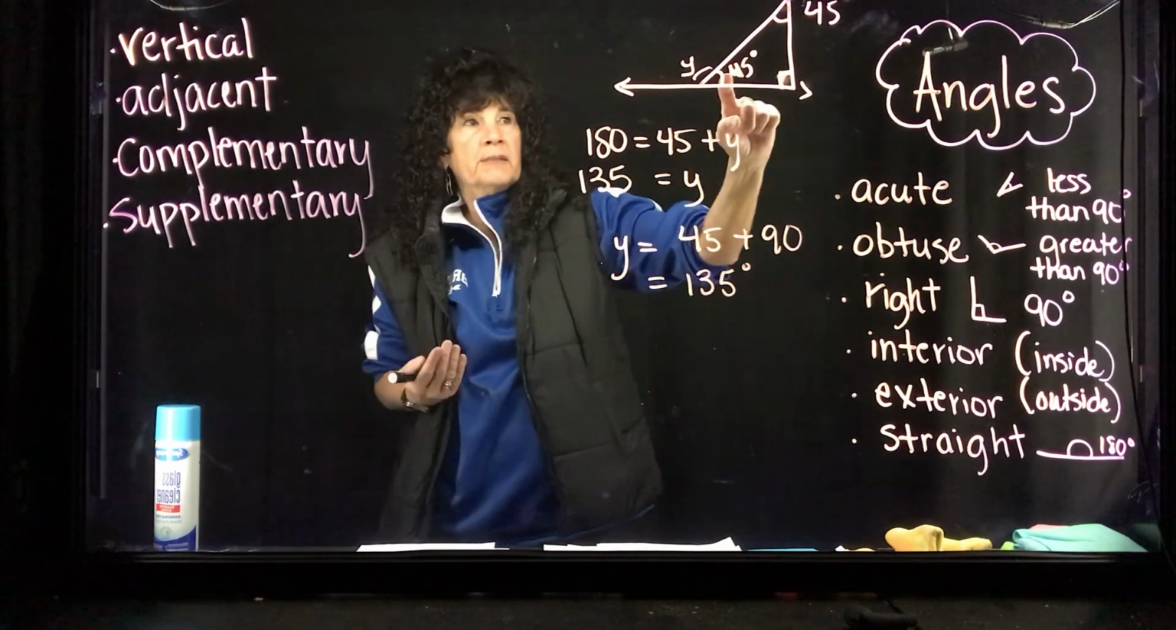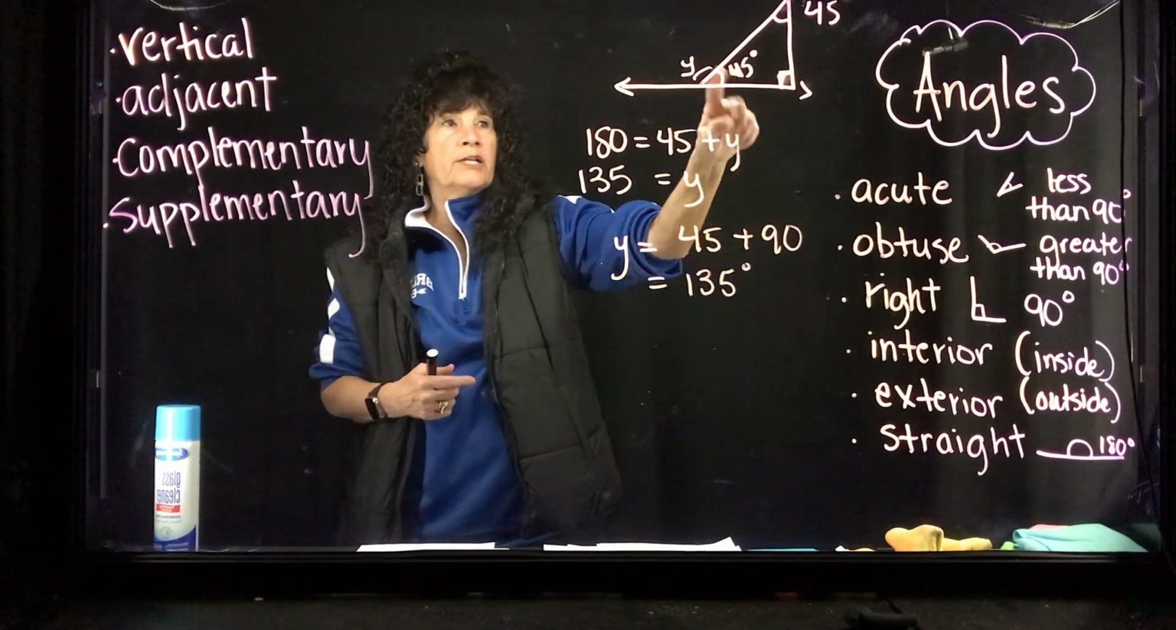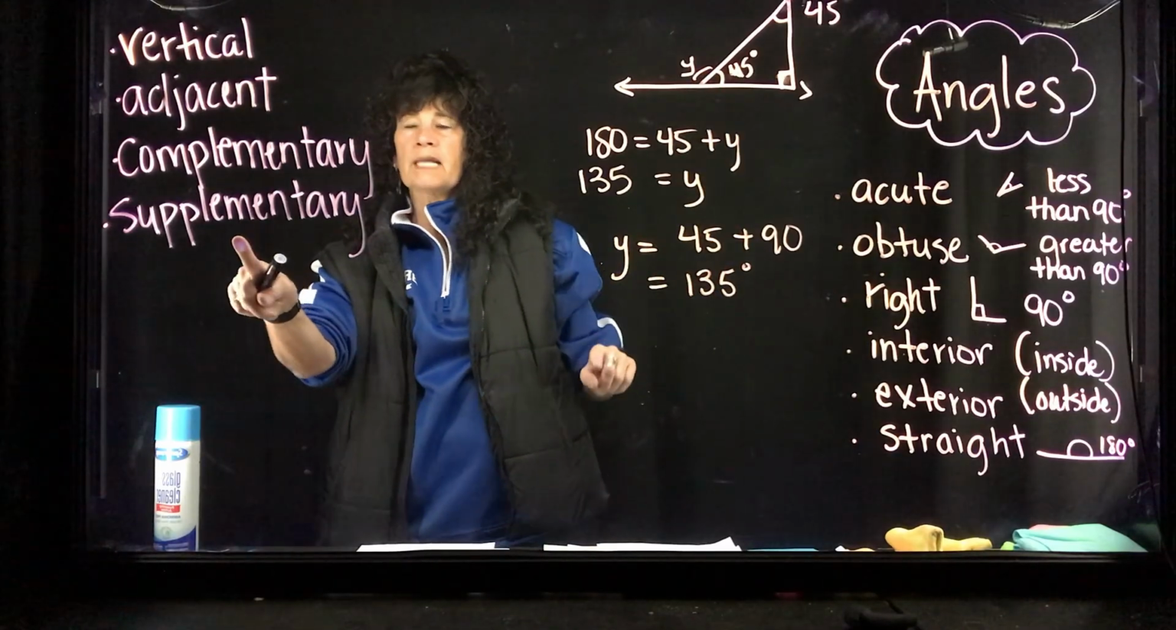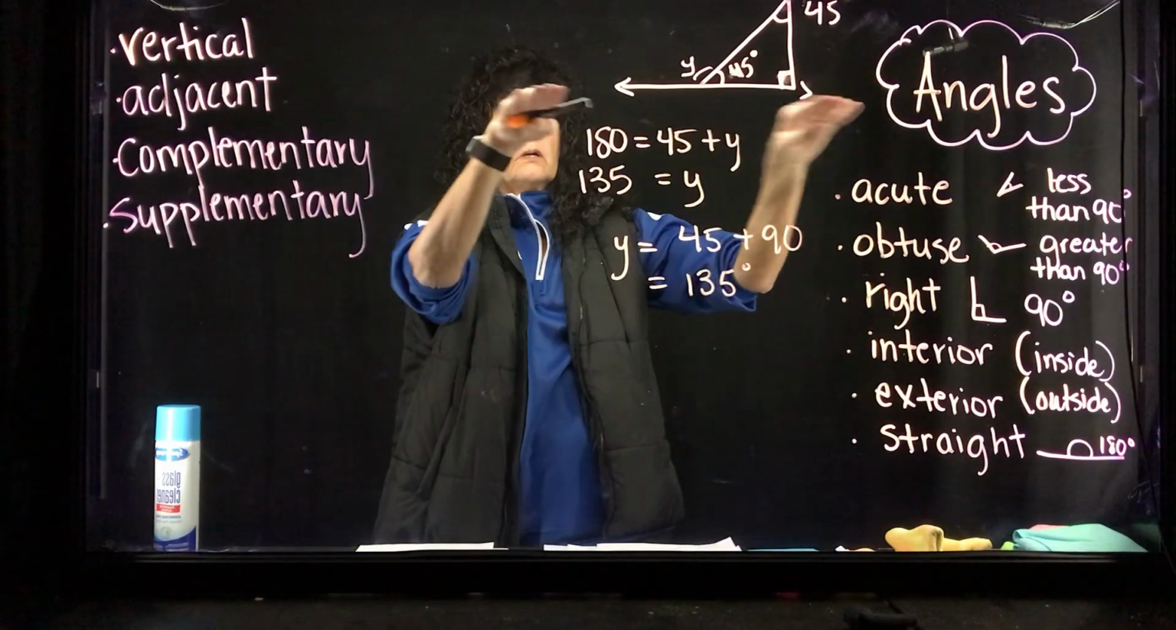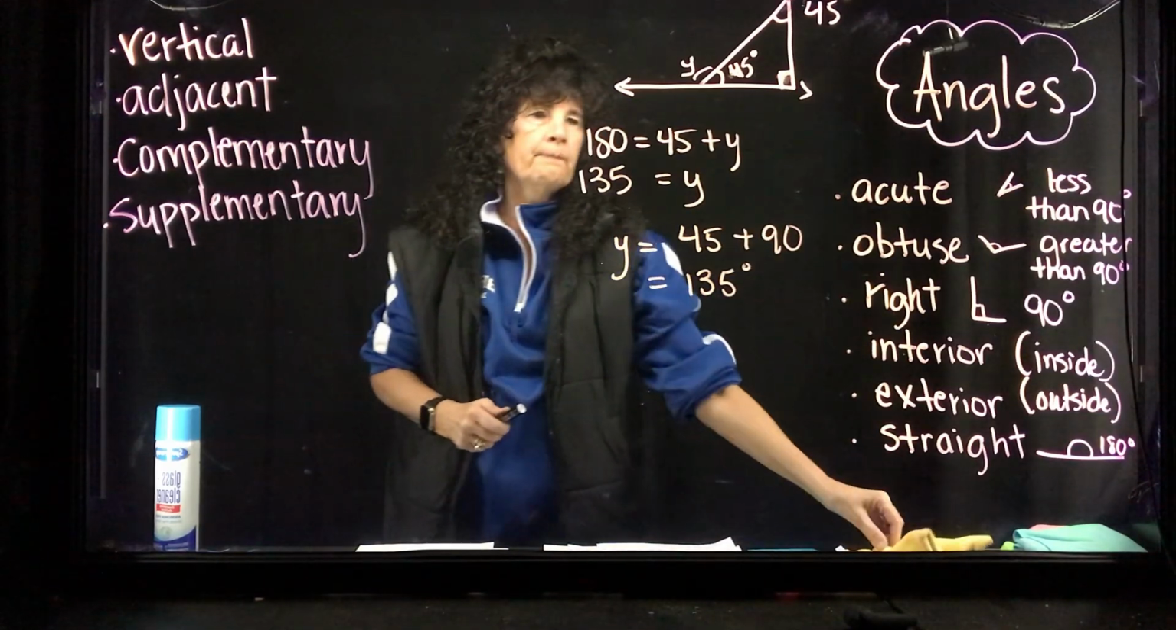Or in this case, because I know this, I know that supplementary angles, the ones right next to each other, are equal to a straight line. Okay?